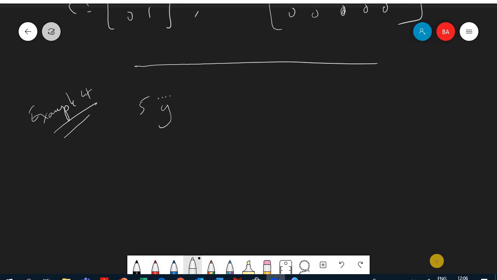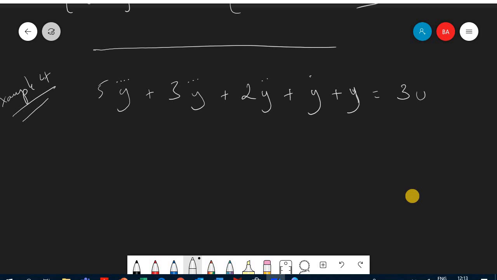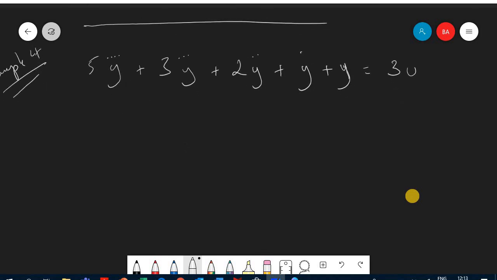can you see the 4? Plus 3 times the third derivative plus 2 times the second derivative plus the first derivative of y plus y, and if you want to put minus, please put minus. It's equal to 3u. I'm just trying to build my system here, giving a very arbitrary example so that we can start solving our problem.